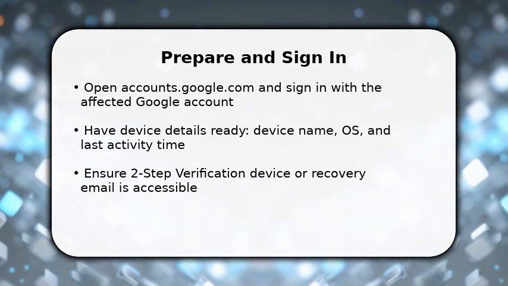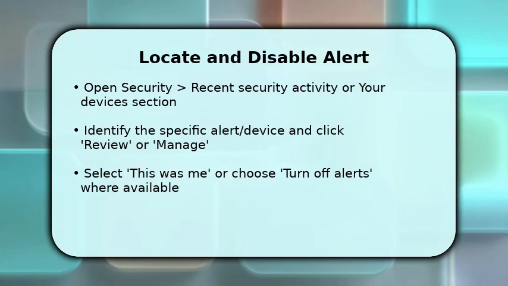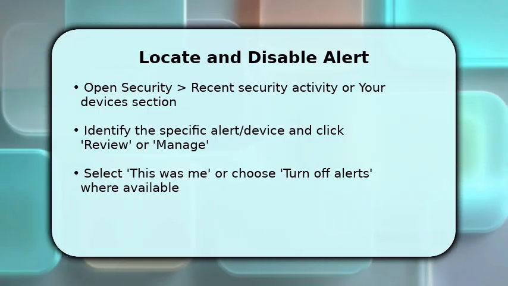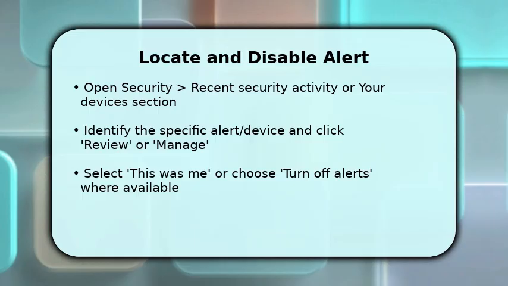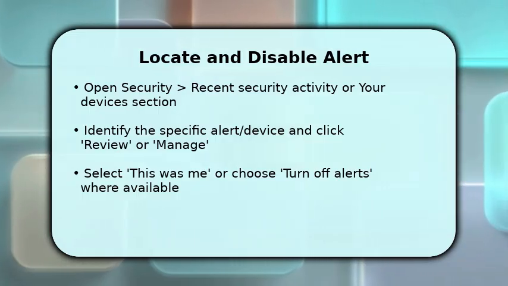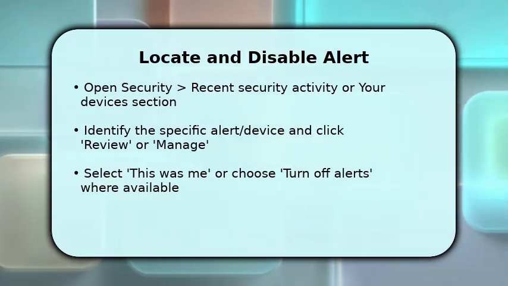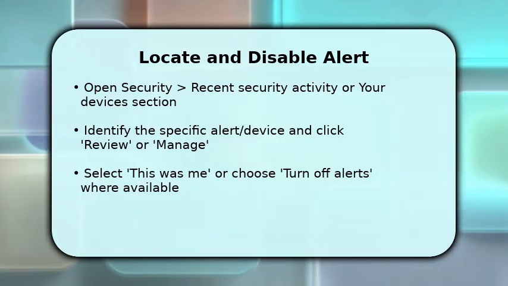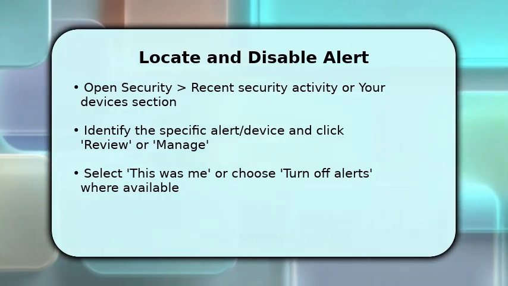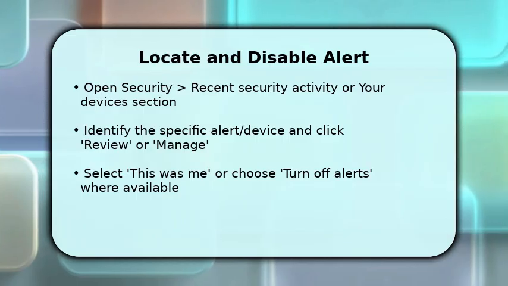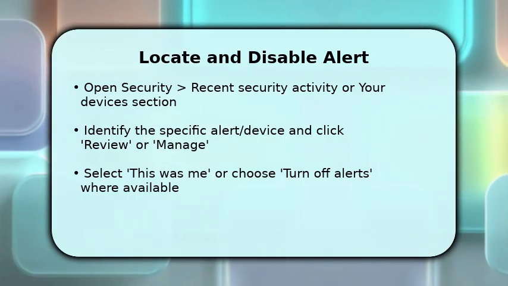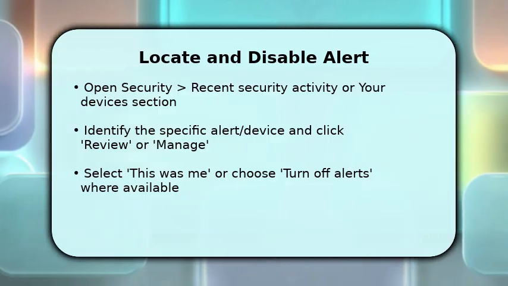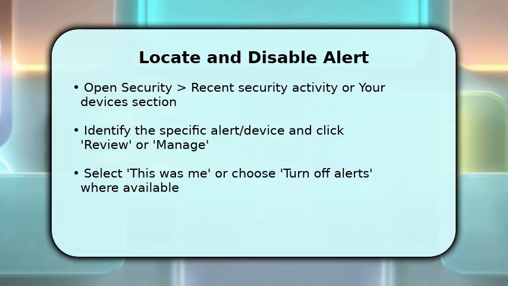Next, navigate to Security and open Recent Security Activity or your devices. That's where alerts live. You'll see entries with times and device names. Pick the one matching the notification. Click Review or Manage to see details and choose the appropriate option. Mark it "This was me" to acknowledge or use Turn Off Alerts if Google offers that setting. Be careful, only disable alerts for trusted devices. If the option is grayed out, you'll need to change device permissions or sign out.